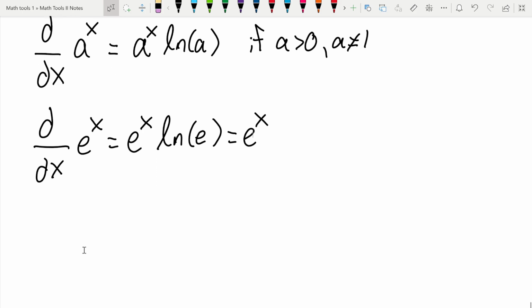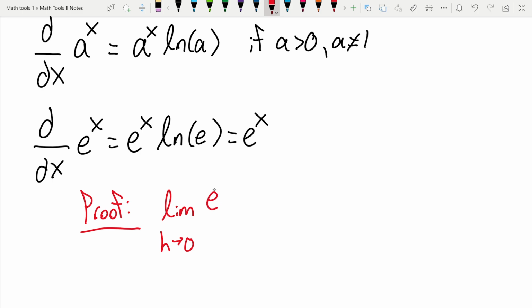The proof of this one, I'll just go over the sketch of it. It's a little bit, I want to say, recursive. What I mean by that, let's look at e to the x specifically. So the limit as h goes to 0 of e to the x plus h minus e to the x over h.